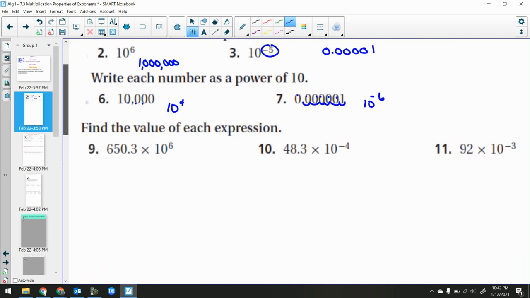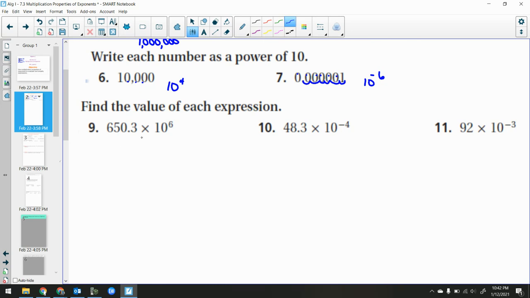Okay. Taking a look here, find the value of each expression. Remember when I say find the value, that means just extend it out a little bit. So I've got 6.503, and I'm going to move that decimal place 6 units to the right because it's a positive. So here's 1, here's 2, here's 3, here's 4, here's 5, here's 6. Here's my new decimal place. And I put in this many zeros, right? So my total amount is 6503 with 1, 2, 3, 4, 5 zeros. Okay, so that means I've got 6,503,000.